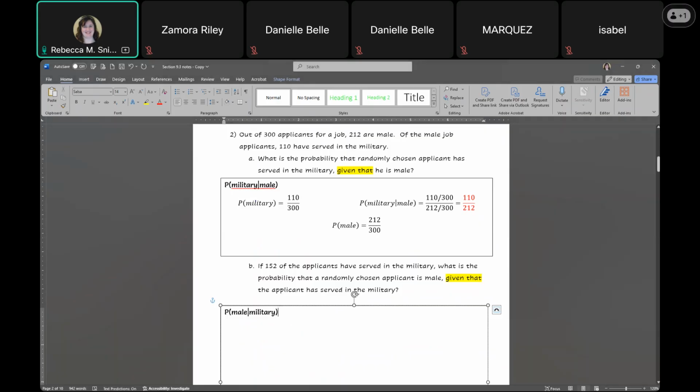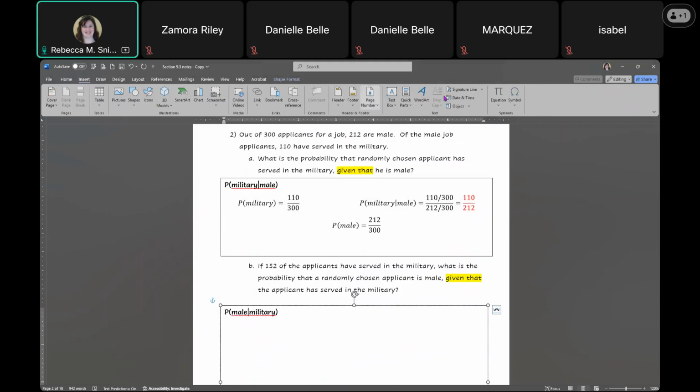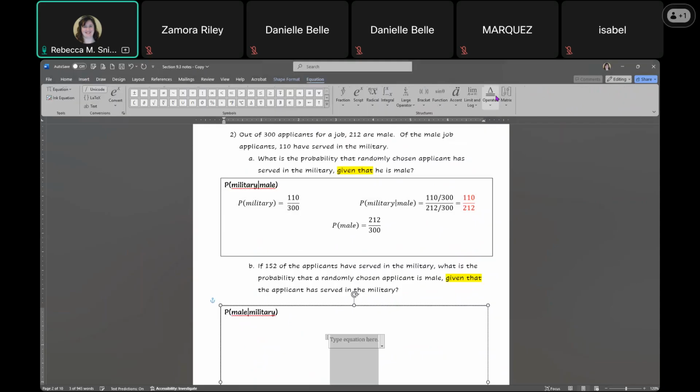And so the way we're going to do that is in its reverse role from what we did up in here. So the first thing we're going to look at this time is the probability that we are male. To do that, we have to look at all of the information we have and figure out which value is being used. So in the entire problem, we have the number 300, which is the total. We have the number 212, which are male applicants.